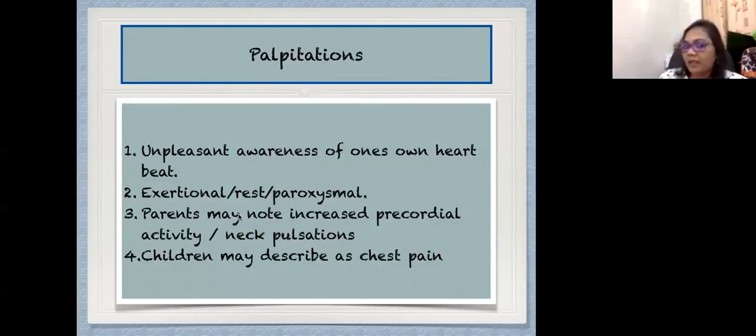So you all know that palpitations is unpleasant awareness of one's own heartbeat. It could be exertional, at rest, or sometimes there are paroxysmal palpitations.